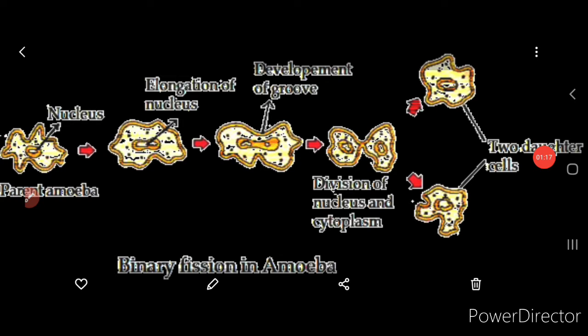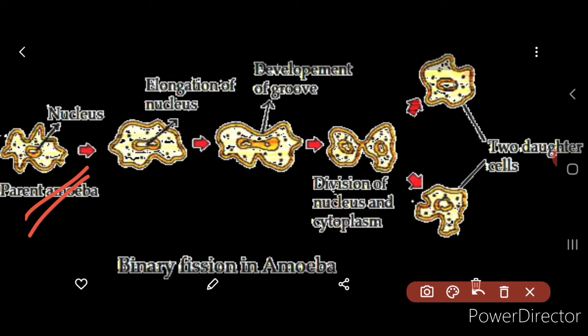The next is fission, binary fission, and this takes place in the amoeba. We can take the example of amoeba. Now here this is the parent amoeba. This parent amoeba undergoes binary fission by the elongation of the nucleus. First the nucleus gets elongated.